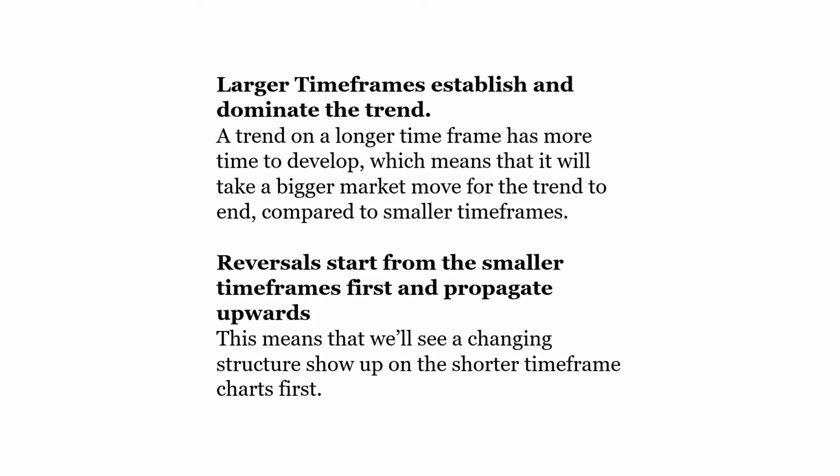Taking a closer look at the rules, rule number 1, which was larger time frames establish and dominate the trend, means that when a larger time frame trend is currently in place, you will see pullbacks on the smaller time frames. A trend on longer time frames has more time to develop, which means that it will take a bigger market move for the trend to end compared to smaller time frames. Rule number 2 was reversals start with the smaller time frames first and propagate upwards. This means we'll see a changing structure show up on the shorter time frame charts first.